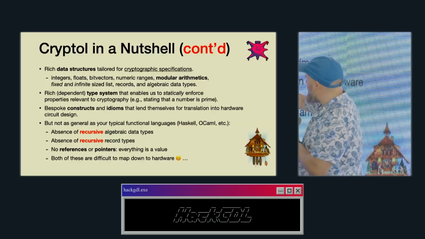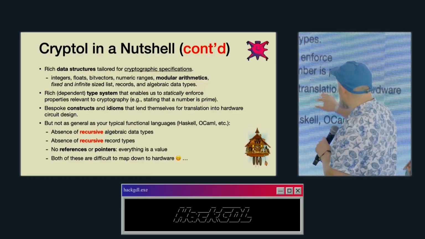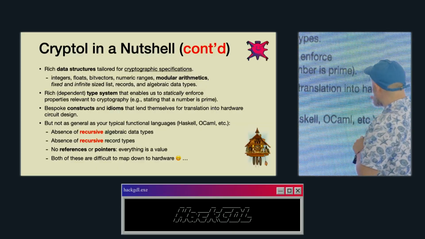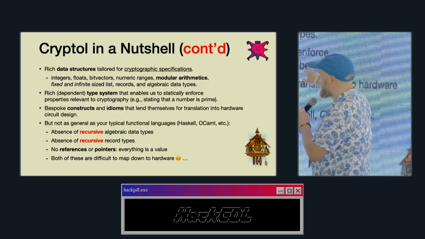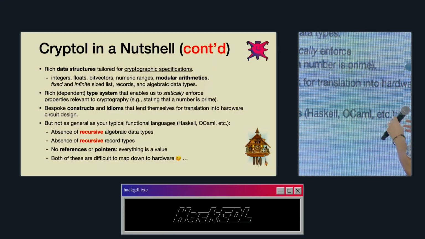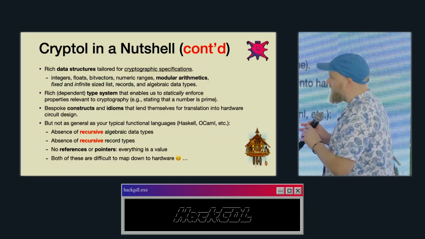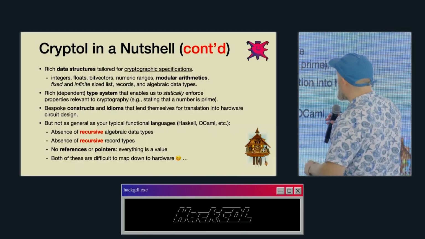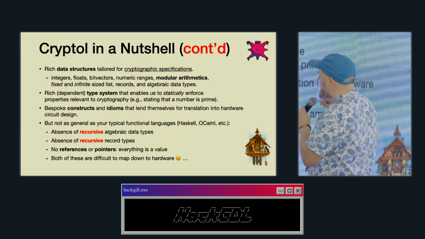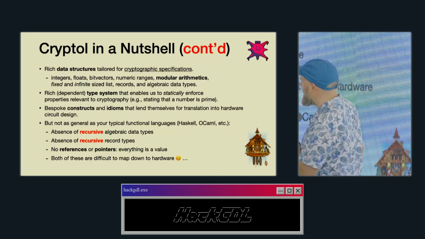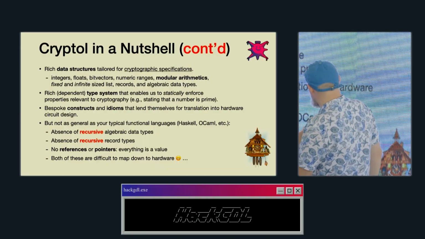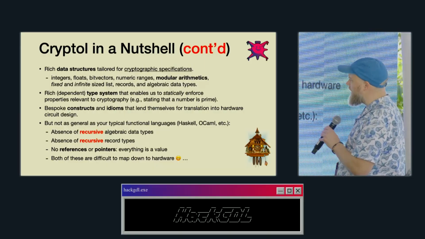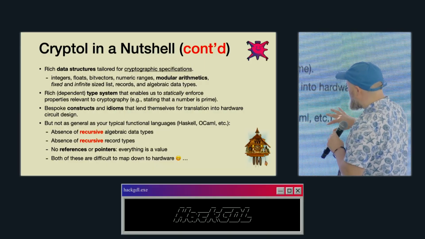We have a rich type system that enables statically enforced properties relevant to cryptography. For instance, if I want to say a number is prime, I can decide this at the level of type checking. I don't need to have a function checking that the number is prime. Well, I could have that as well, but I want to check this before I synthesize code. There are some idioms and constructs related to circuit design. I will say a bit more about this, but there are also restrictions.